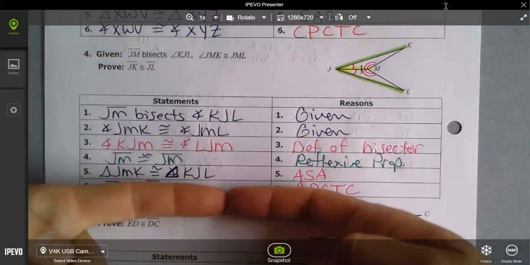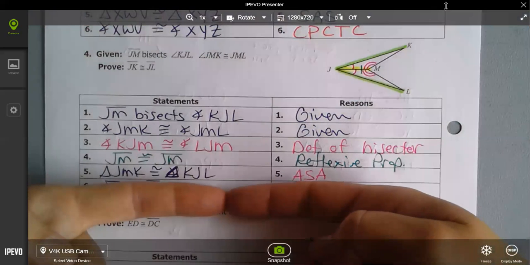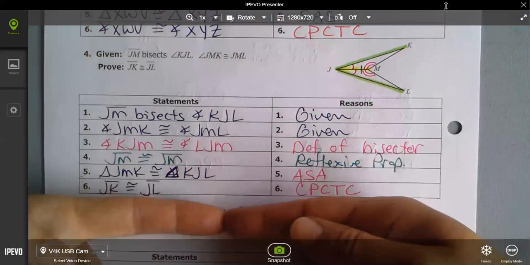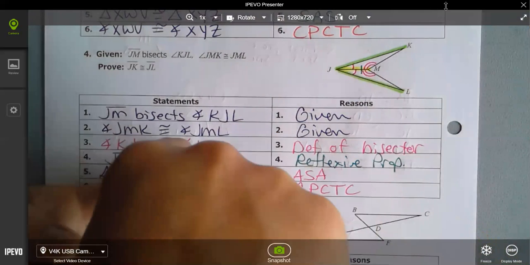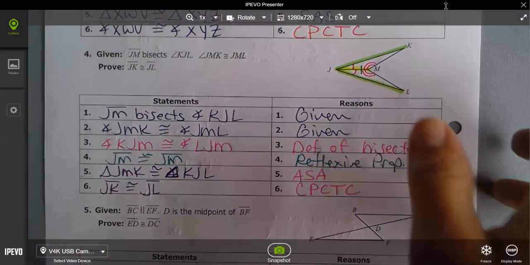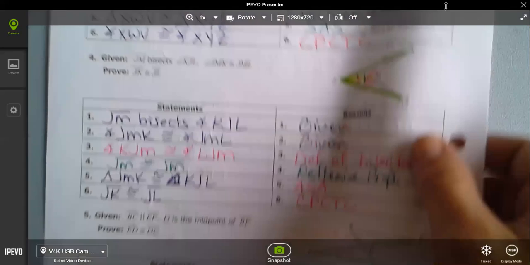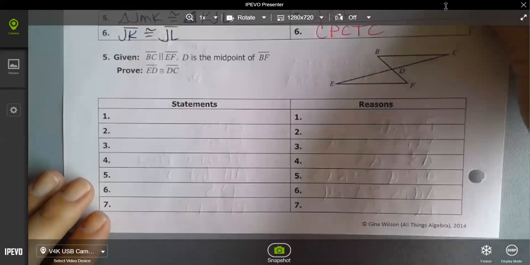So that is where we were ending the past couple of days, and now we're adding on one more line. So we're not stopping with triangles, we're using triangles to say that their pieces that we didn't know were congruent, in fact, are congruent.